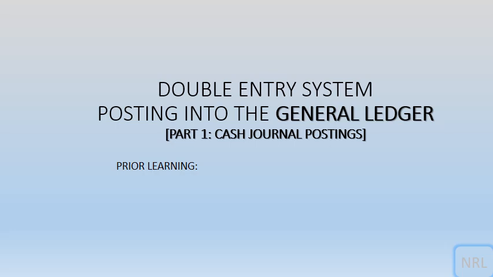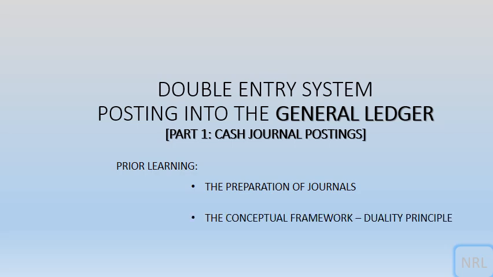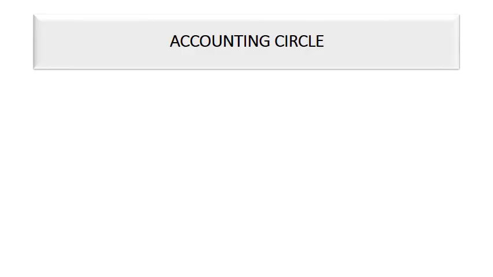The double entry system. It's a system used to post and record entries into the general ledger after the completion of journals. The ledger is prepared using the duality principle as learned earlier. As entries are posted, the balance of the accounting equation should be maintained.